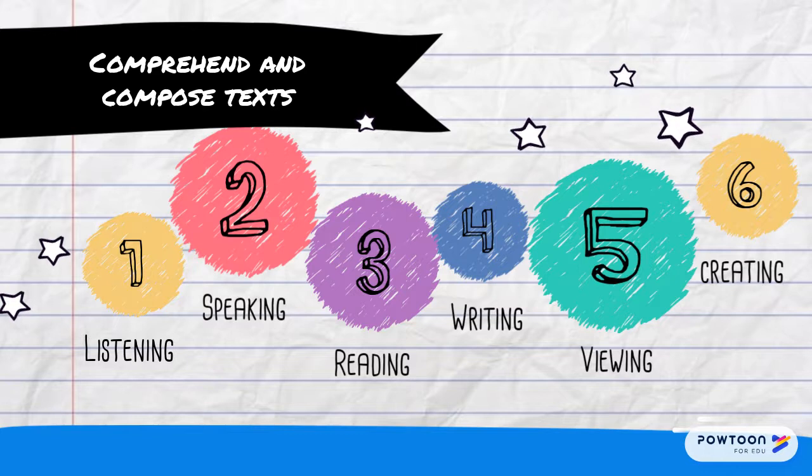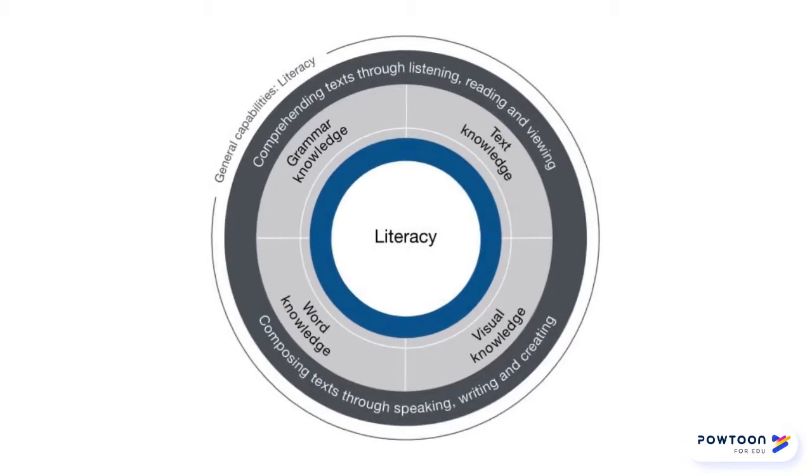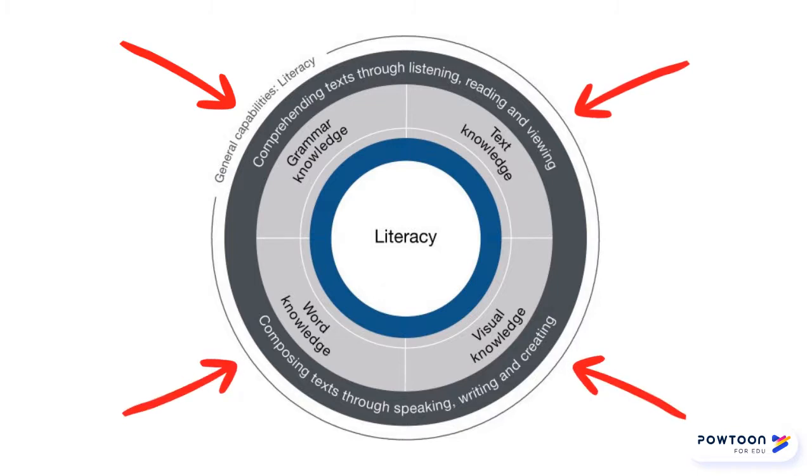The ability to do these things means that the individual must possess the following 4 elements: grammatical knowledge, text knowledge, visual knowledge, and word knowledge. These knowledges should also be transferable from one context to another.